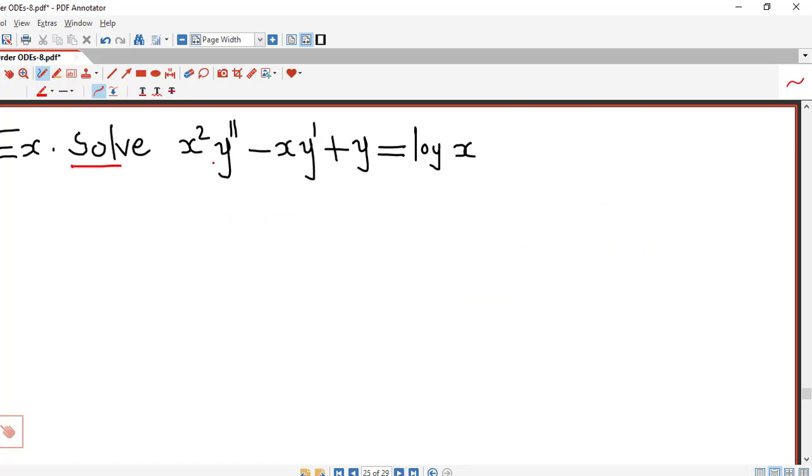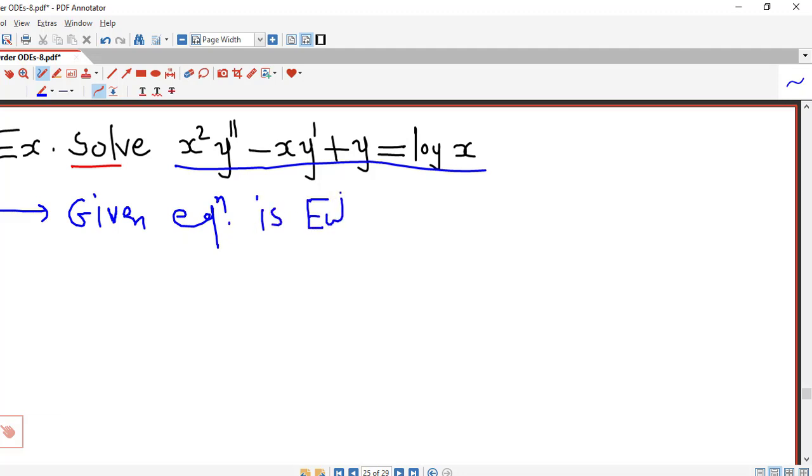We discuss this problem: solve x square into y double dash minus x y dash plus y equal to log x. This is also an Euler-Cauchy equation. So the given equation is an Euler-Cauchy equation.